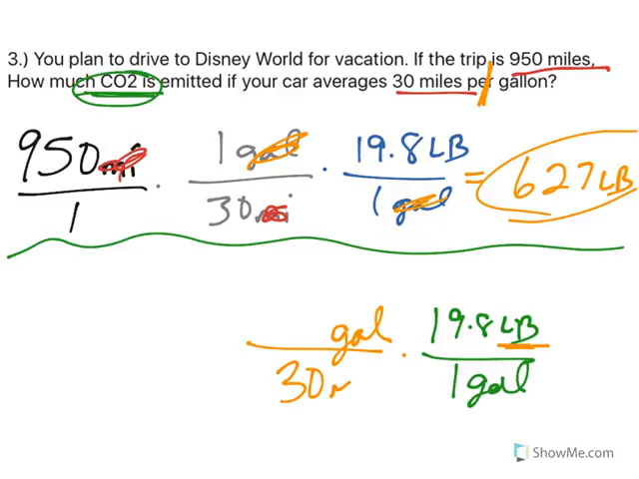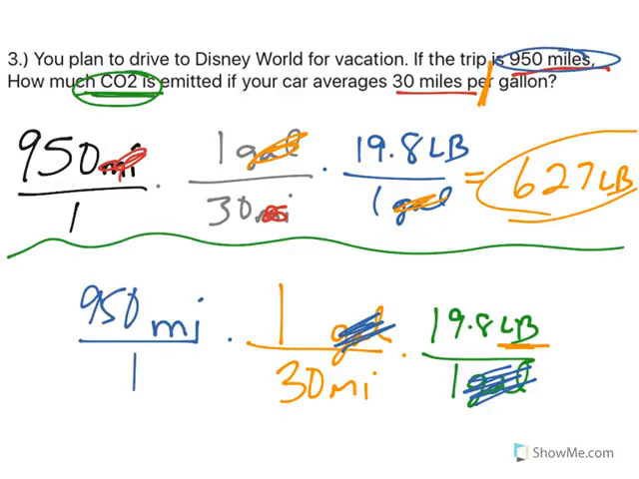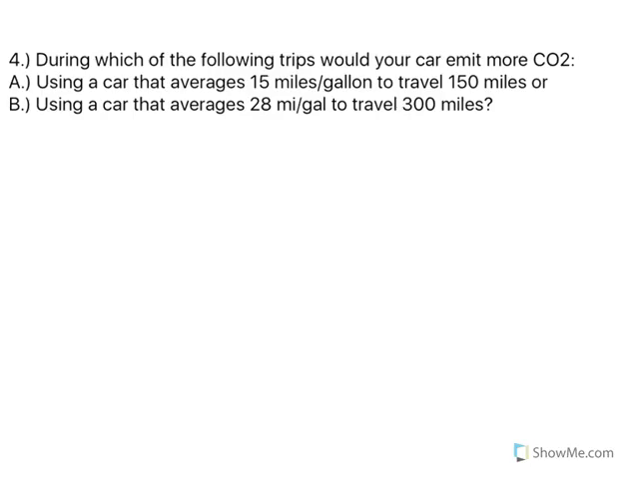So 30 miles per 1 gallon, that gets rid of this. But now I have miles. Well, to get rid of miles, they have to go up here. Where else do I see miles? 950. So you can set it up backwards if you're unsure of where to start, because you know what your last conversion is going to be, because it's CO2 and gasoline.